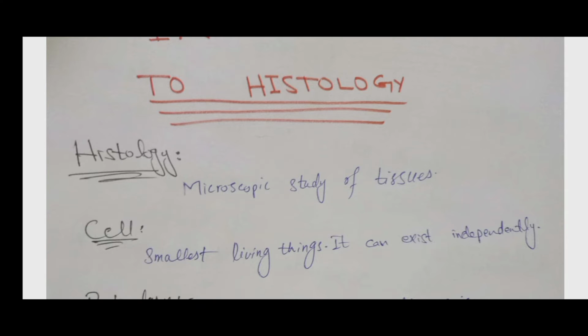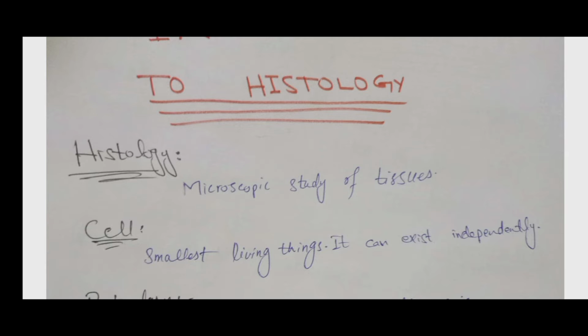So we need histology when we study the cell and the tissues. Cells are the smallest living things. The cell is the smallest unit of life. Cells can exist independently, and they originate from pre-existing body cells by meiosis and mitosis. So histology is the microscopic study of the tissues, and the cell is the smallest unit of life, and it can exist independently.